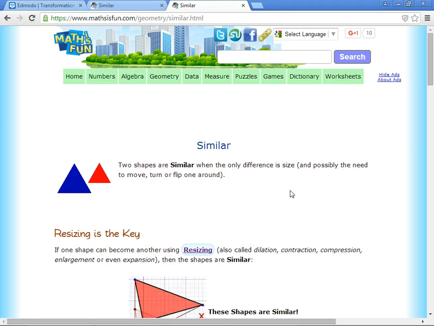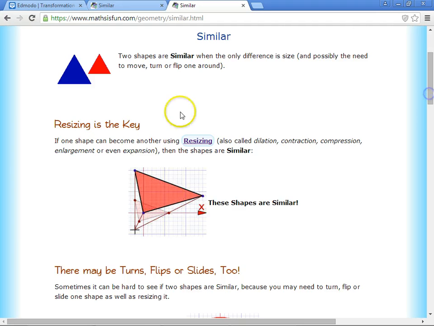Two shapes are similar when the only difference is size and possibly the need to move (translate), turn (rotate), or flip (reflect) one around. And in the example picture here, the blue triangle and the red triangle are said to be similar because all the angles have the same measure. And they certainly look like the same figure, and the difference here would be the red triangle would be a shrunken version of the blue triangle, or the blue triangle could be an enlarged version of the red triangle. Resizing is the key. If one shape can become another using resizing, specifically a dilation, then the shapes are similar.